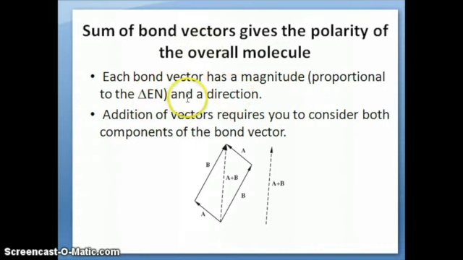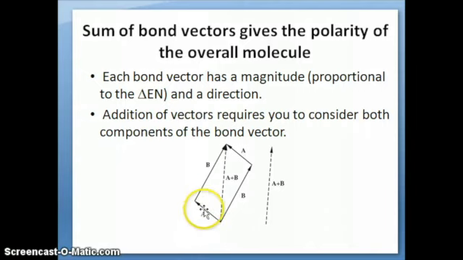When you want to know whether the molecule is polar or not, you have to add all of these bond vectors, and the sum of the bond vectors tells you the value of the overall polarity of the entire molecule. The sum is what we call the dipole moment of that molecule. Now, how do you add vectors? This is not something you need to know in this class, but it's useful to see it so that you can understand why we say some molecules are polar and some molecules are nonpolar.